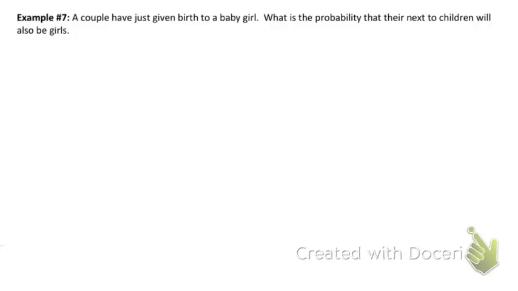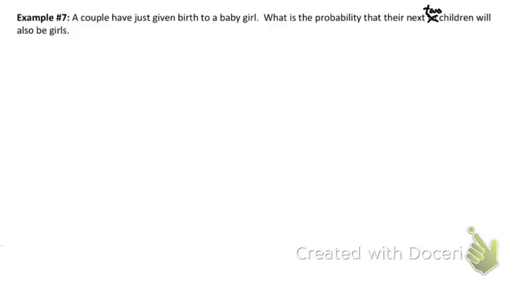All right, a couple have just given birth to a baby boy. Girl. Yes. Whew, you'd think this wasn't my 4th time reading it. What is the probability that the next 2 children will also be girls? Yes? Would it be like 50-50? Because having a girl doesn't determine what the next one's going to be. Yes, each one's 50-50, right?